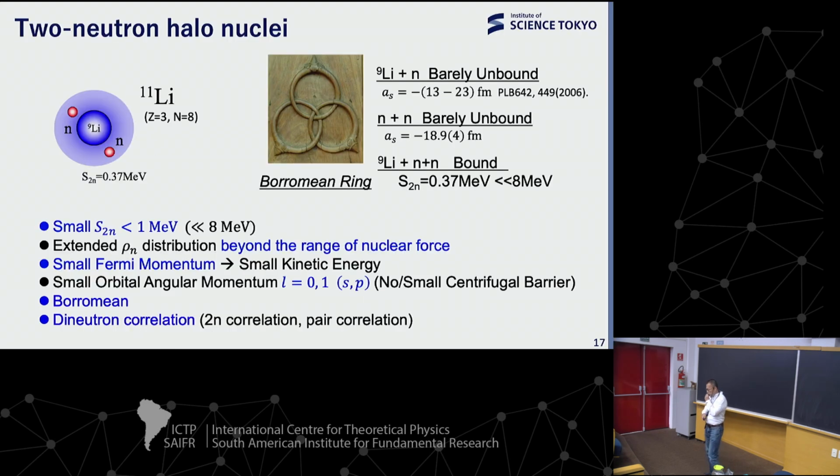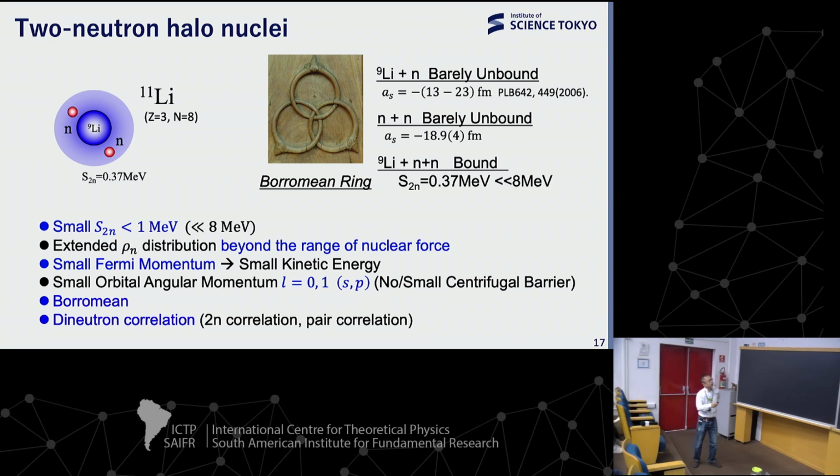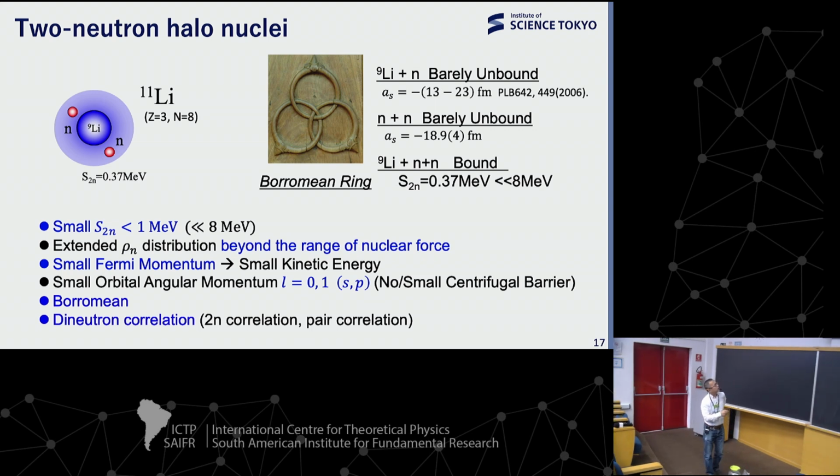Okay, now I move to the 2-neutron halo. So this is the typical classical 2-neutron halo nucleus lithium-11. The separation energy currently known is 0.37 MeV only. And this can be described by the so-called Borromean ring, I think, which was also discussed by Chen-san. And Borromean ring means that if you cut one ring, the remaining two rings are actually separated. And so in the case of lithium-11, in fact, lithium-10 is unbound.